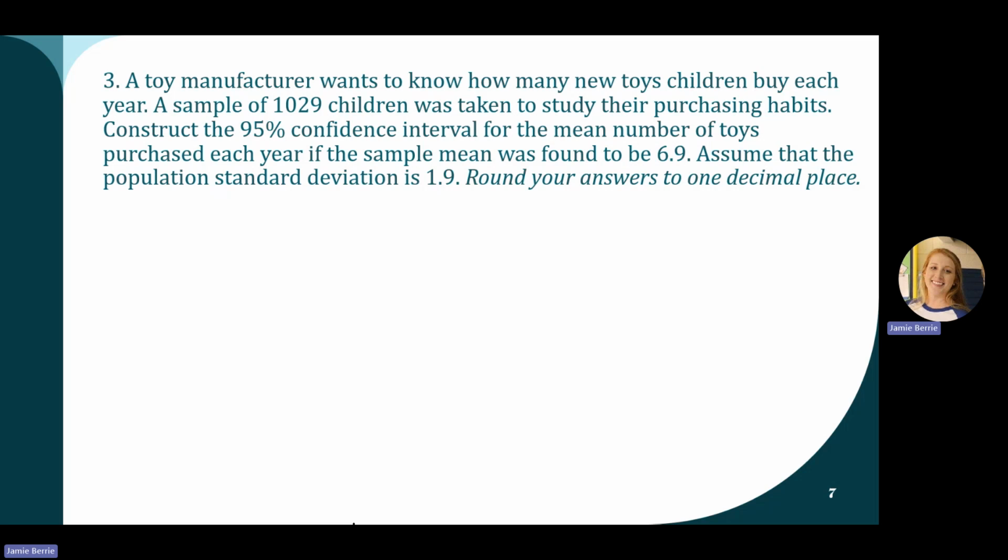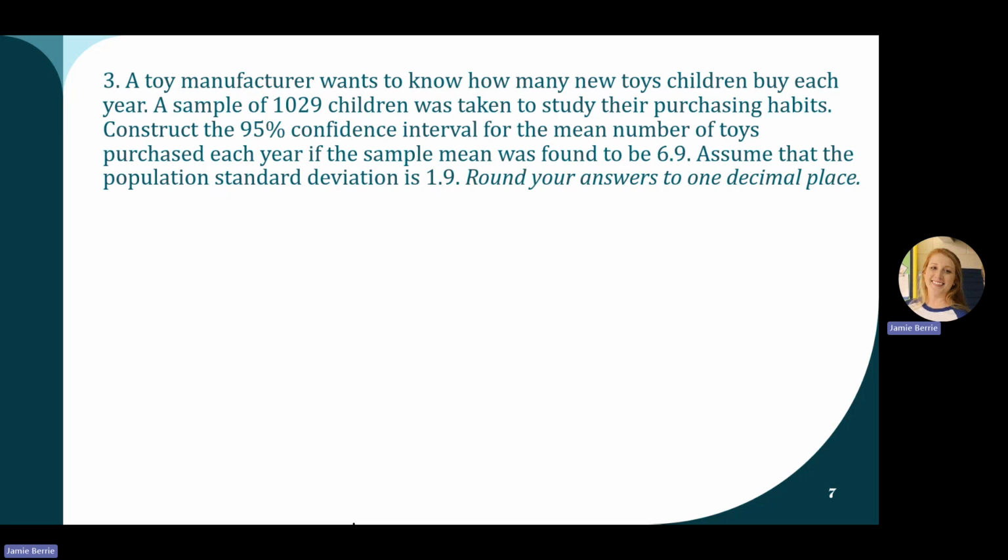It says, a toy manufacturer wants to know how many new toys children buy each year. A sample of 1,029 children was taken to study their purchasing habits. Construct a 95% confidence interval for the mean number of toys purchased per year if the sample mean was found to be 6.9. Assume that the population standard deviation is 1.9. Round your answers to 1 decimal place.